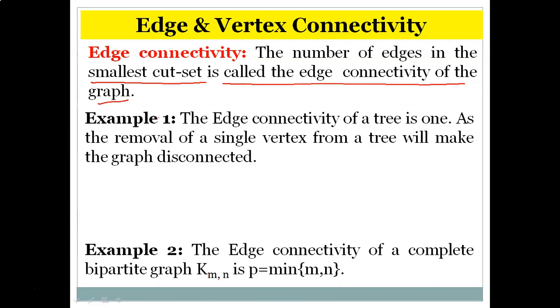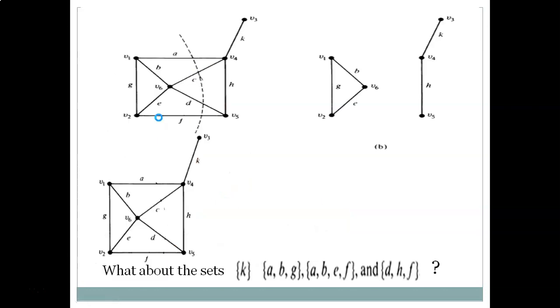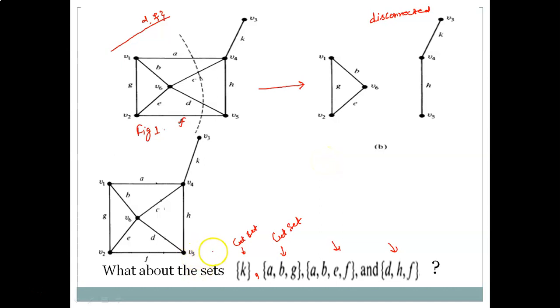Let us see the last example again. In this last example, you have seen that this singleton set K is also leaving this graph disconnected. If we are removing this edge K, the graph is disconnected. It means this set K, the singleton set K, is the smallest cut set for this graph.